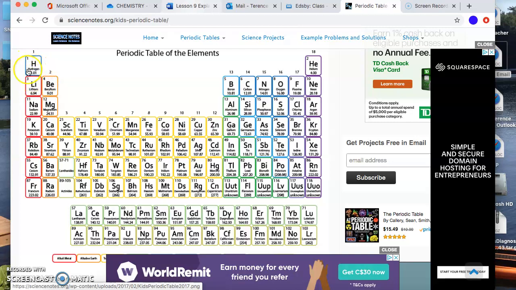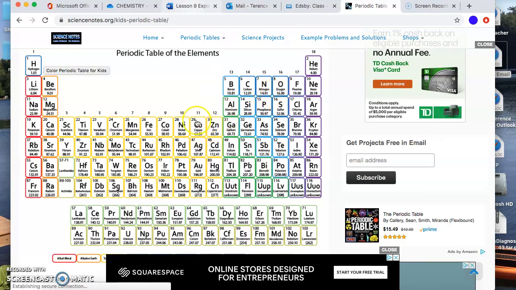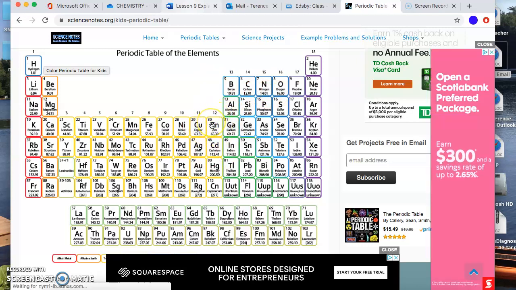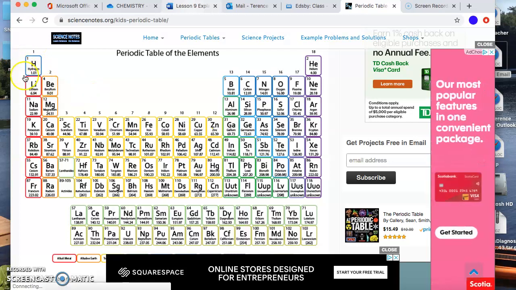And there's another number here, and it's the one rounded to a decimal place. That is the atomic mass, or the weight. So hydrogen here has an atomic number of 1. What that tells me is that in the nucleus of hydrogen, it has 1 proton. If we look at zinc right here, it has an atomic number of 30. That tells me that zinc has 30 protons in its nucleus, and hydrogen has 1 proton in its nucleus.